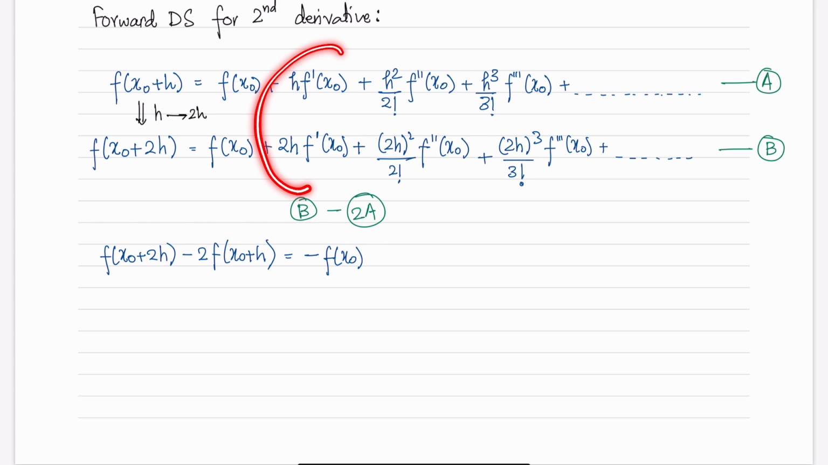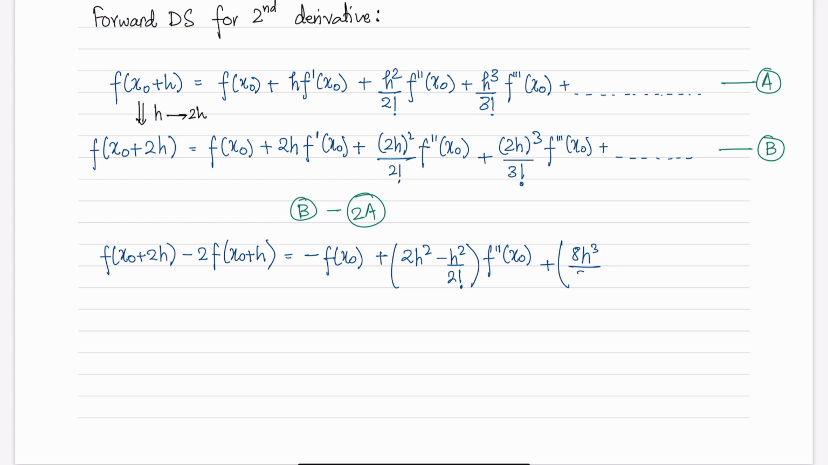Then we have the cancellation because of these two terms, but more importantly what we would have is, I think it's going to be 2h square minus h square over 2 factorial, if I'm not wrong. Please double check this calculation because I haven't done it before preparing for this lecture. And then we will have 8h cube over 3 factorial minus h cube over 3 factorial times the third derivative, and so on.